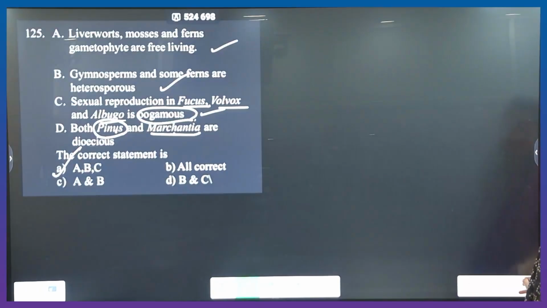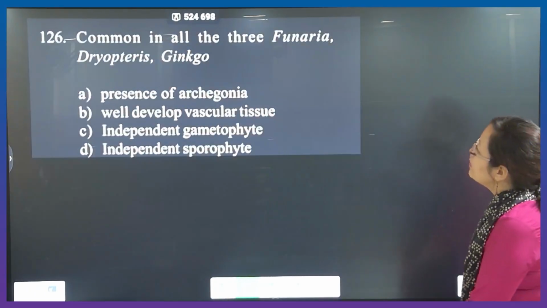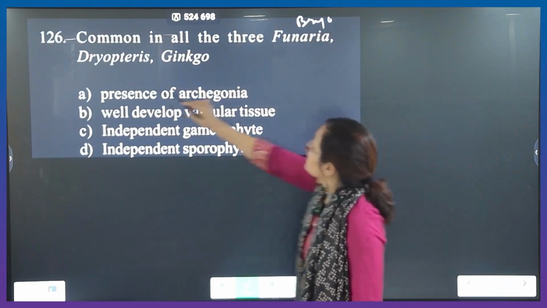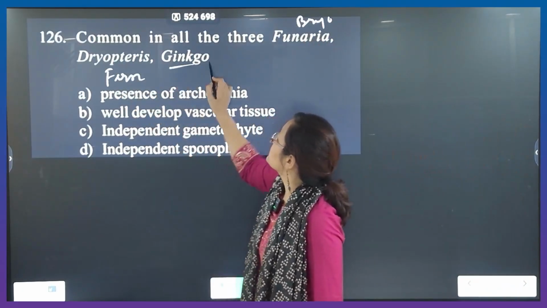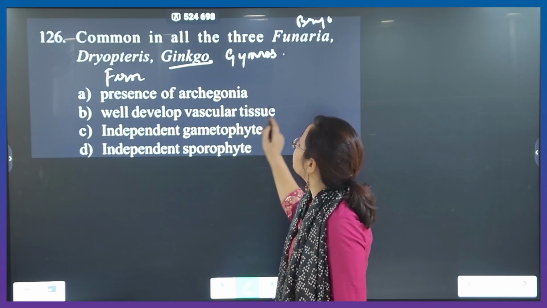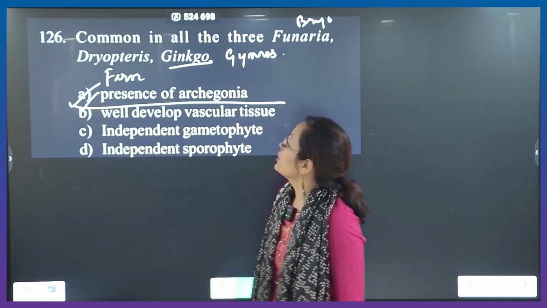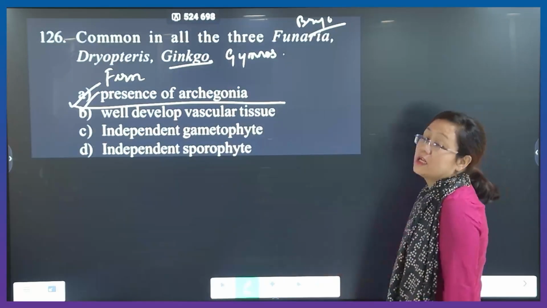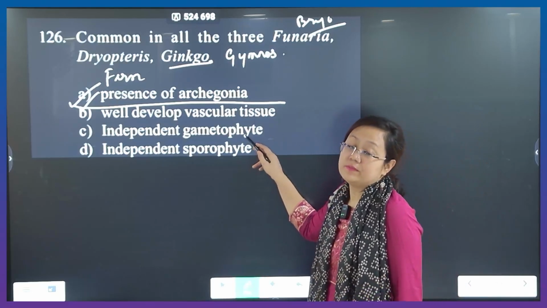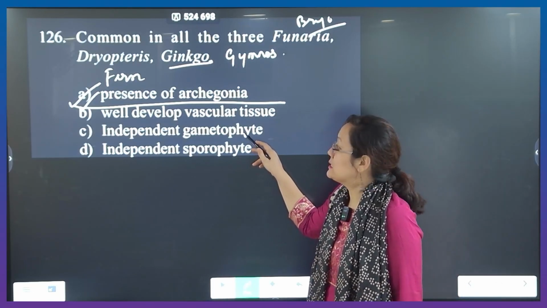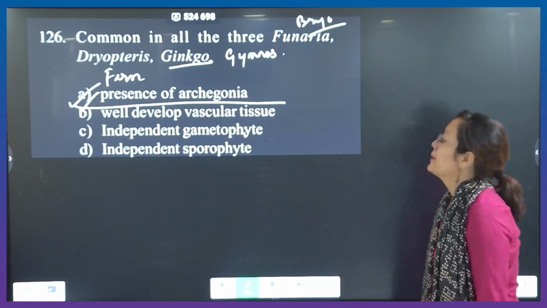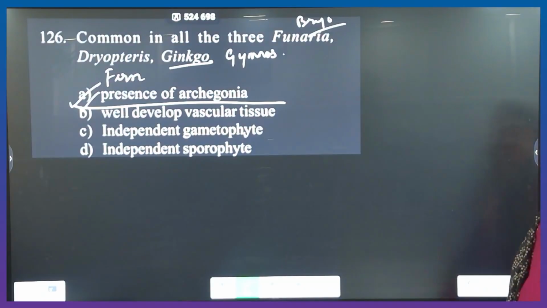Heterosporous. Common in all of the three: Funaria is bryophyte, Pteris is fern, Ginkgo is gymnosperm. So all of them will have the presence of archegonia. Bryophyte does not have vascular tissue. Gymnosperm, the male gametophyte is not independent. So answer will be A.